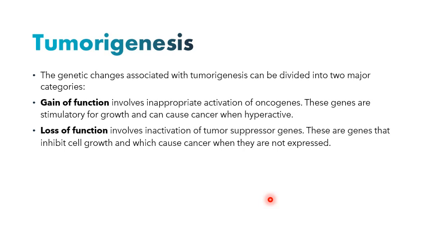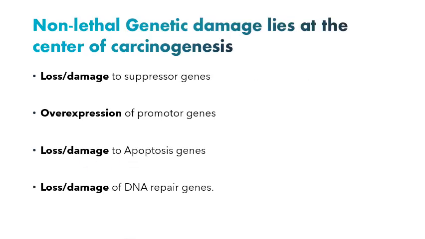They will give the cell a high rate of growth and division, so they will be some sort of hyperactive. The other category is loss of function, where they involve the inactivation of tumor suppressor genes. These genes will inhibit cell growth, and cause cancer when they are not expressed. So it might be a result of gain of function or loss of function.